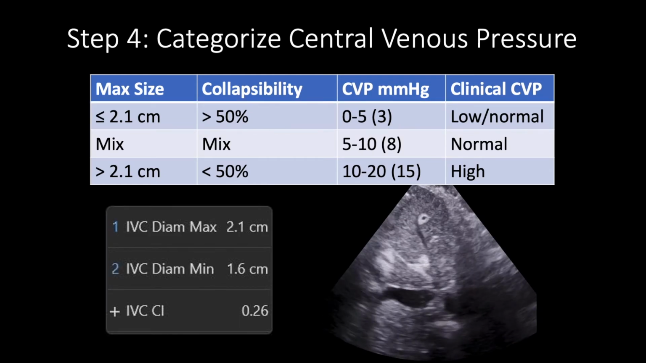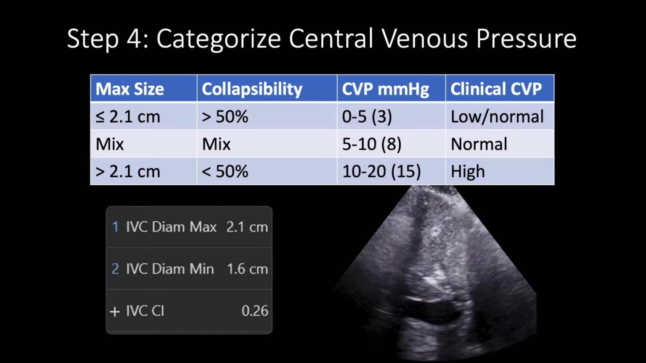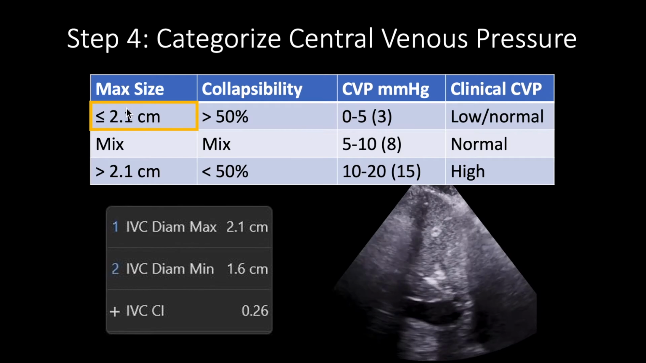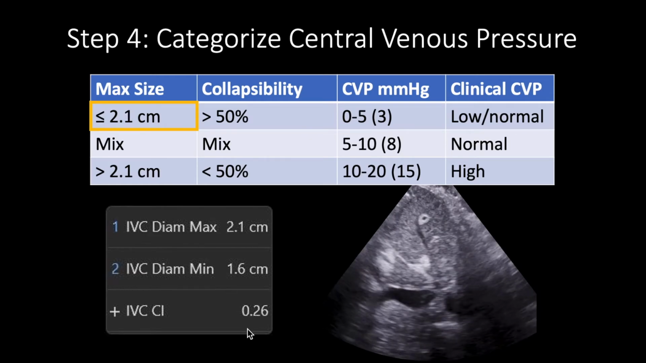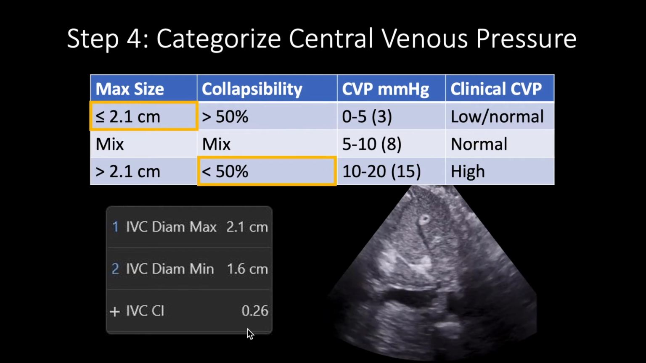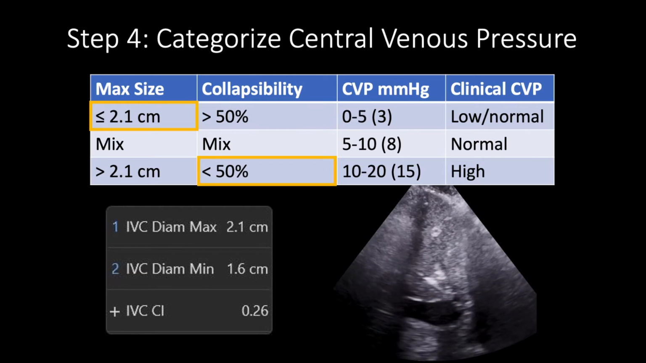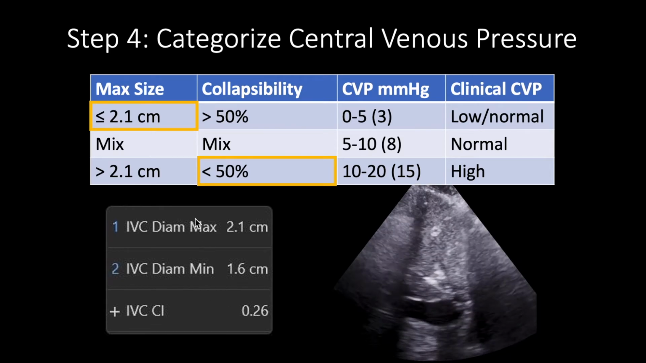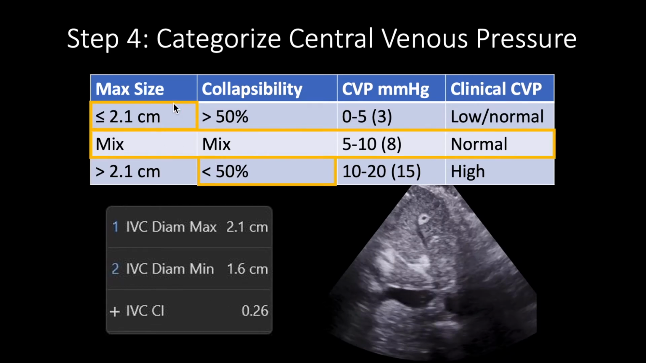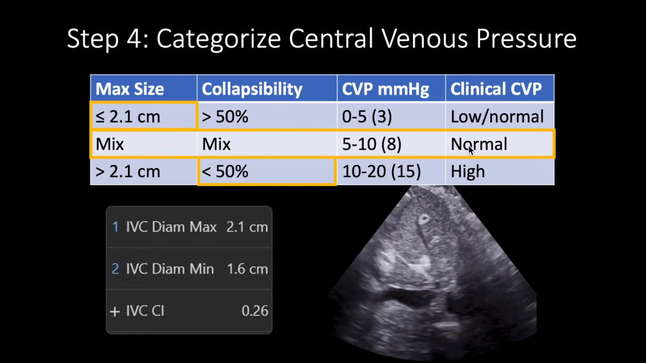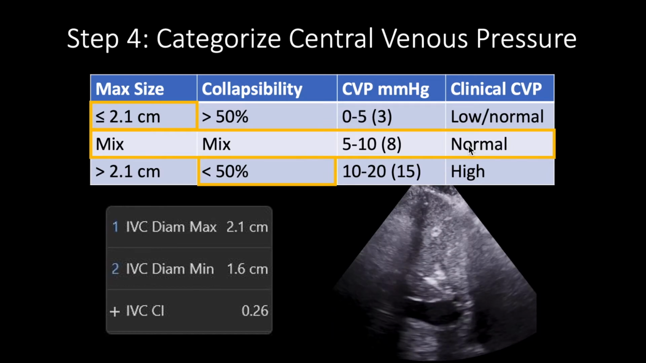And here's the middle category. Here the IVC is 2.1 centimeters, technically gets us in this smaller region, but the collapsibility is very poor at 26%. So it's less than 50% collapse. Again, I would ask the patient, can you sniff and see if they can suck more blood out of the IVC if possible? But instead, we have this kind of mixed category. They end up here in the middle with a CVP of 5 to 10, which is quote unquote normal central venous pressure.